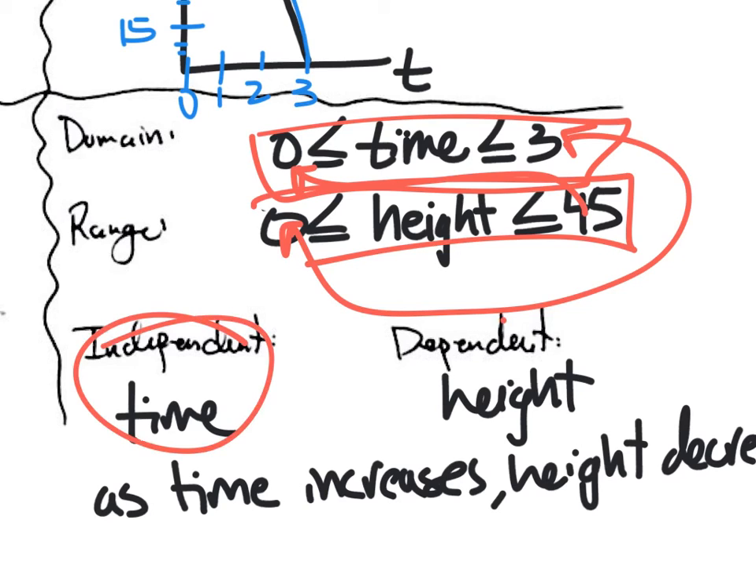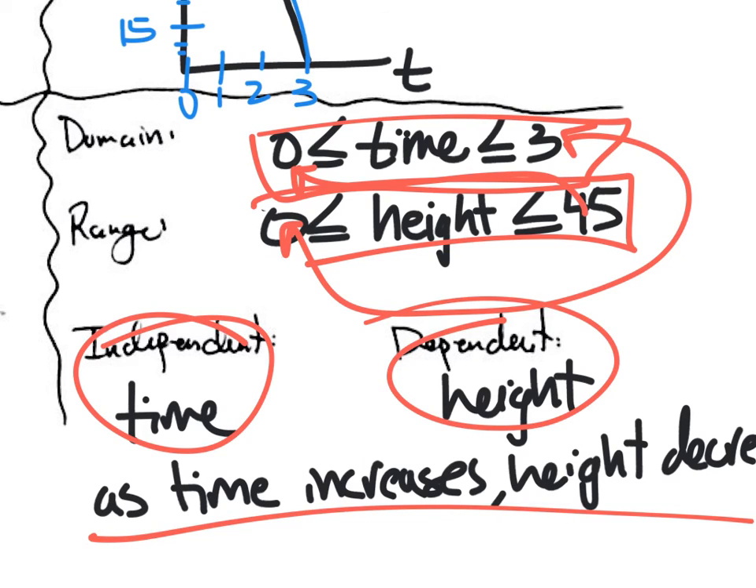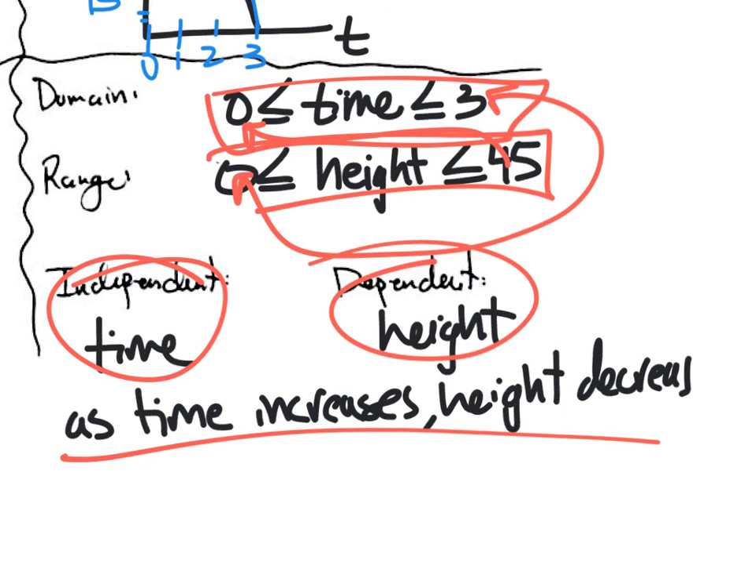Independent variable is time, dependent variable is height, and if we were describing this relationship in words, we could say as time increases, meaning as the dive goes on, height decreases.